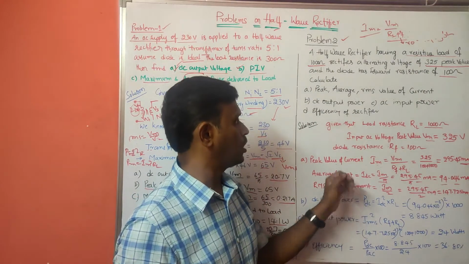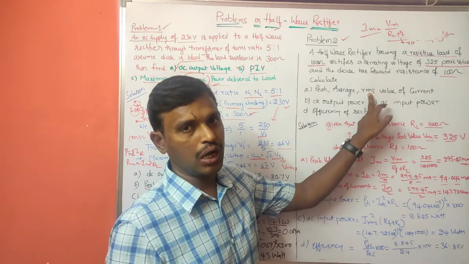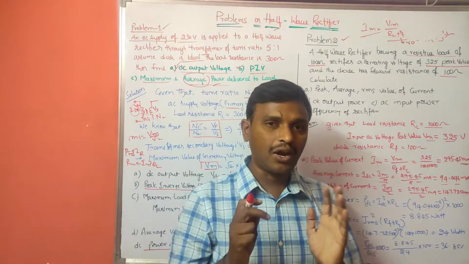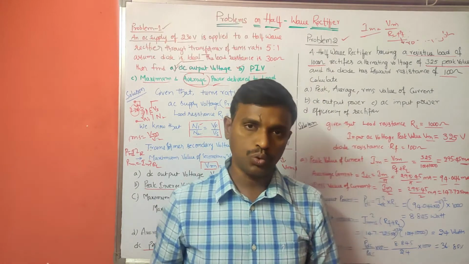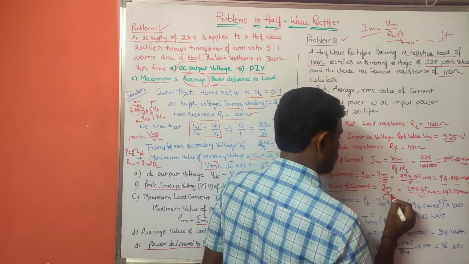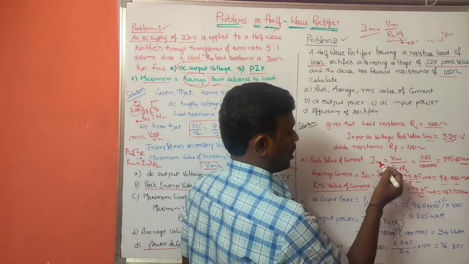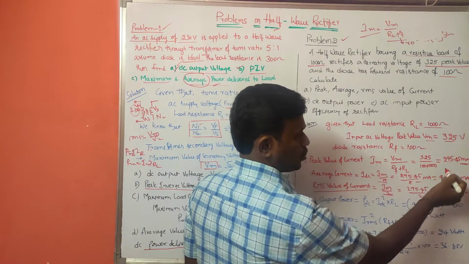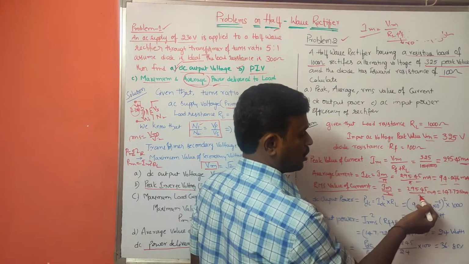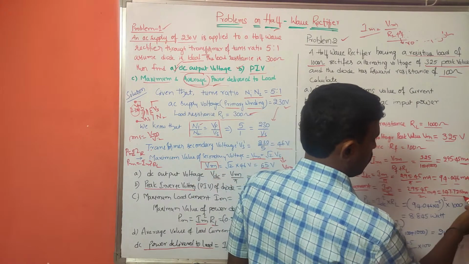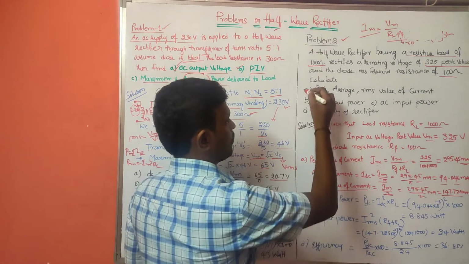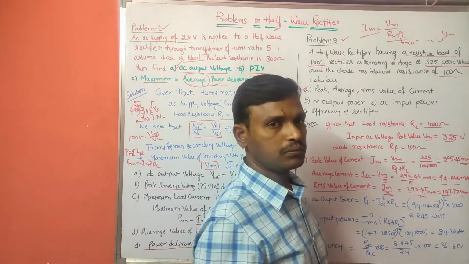So the next one is what? The RMS value you have to calculate. RMS value of current, for a half-wave rectifier, is equal to Im by 2. Im is already calculated, that is 295.45 milliamperes. If you divide by 2, you will get 147.725 milliamperes. So this is about the first question what we have.